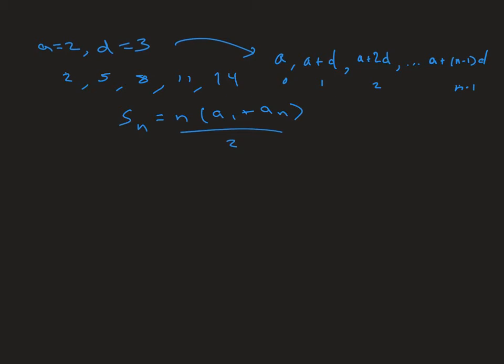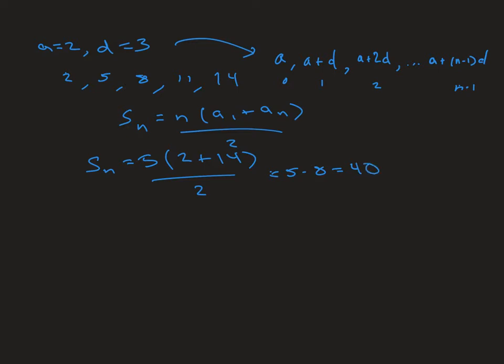So now let's just make sure that our formula is correct. If we plug in for n 5, because n is the number of terms, we have 5 terms. A sub 1 is the first term in our sequence, so 2, plus our last term, a sub n, which is 14, divided by 2. So 5 times 16 divided by 2. 16 divided by 2 is 8, so really it just equals 5 times 8, which equals 40. So it does work.